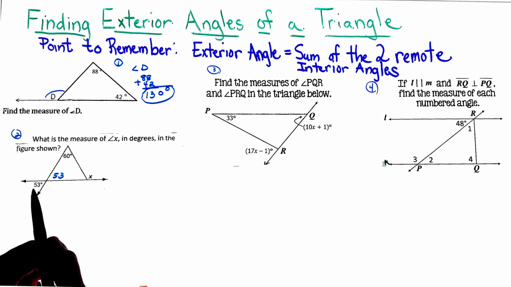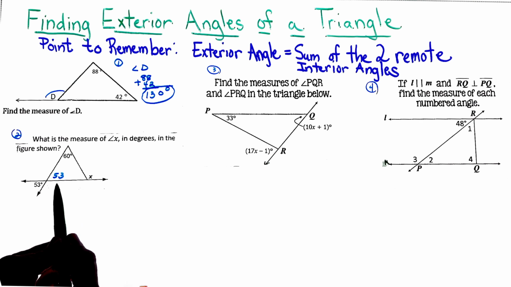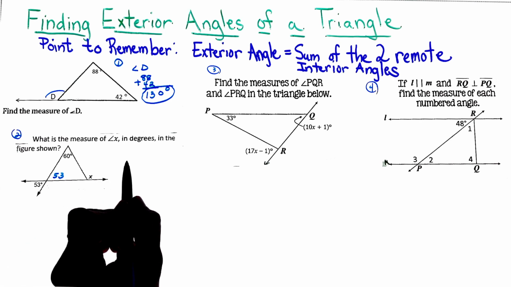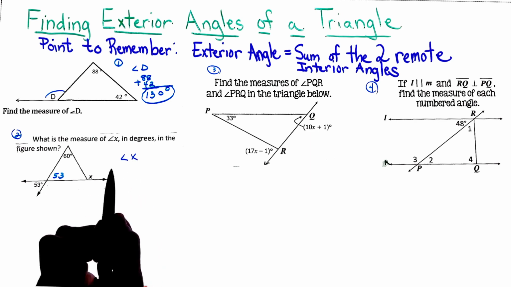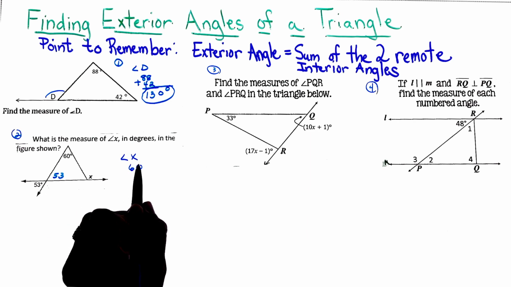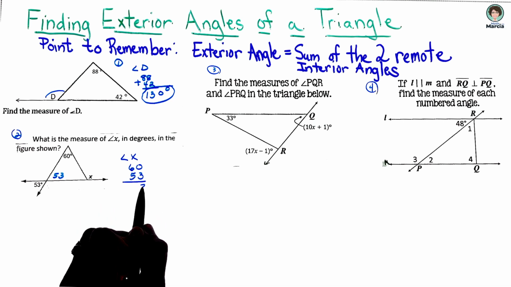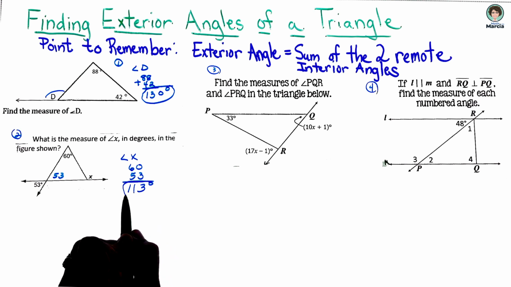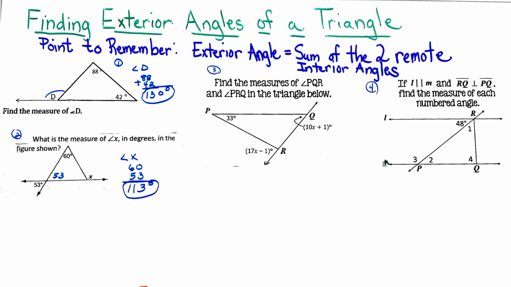And so now I'm seeing I have a very simple problem. Here's my two remote interior angles. There's my exterior angle. So for angle X, we're just going to add 60 plus 53, and we get 113 degrees for our angle X.